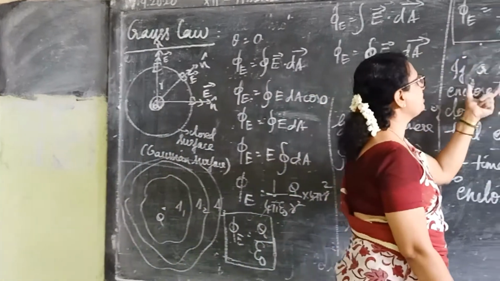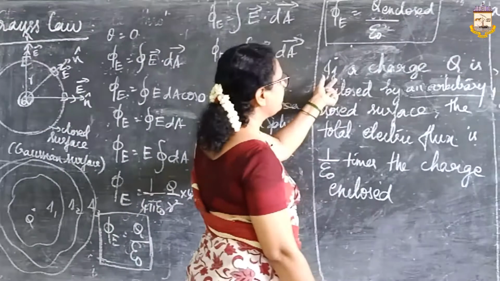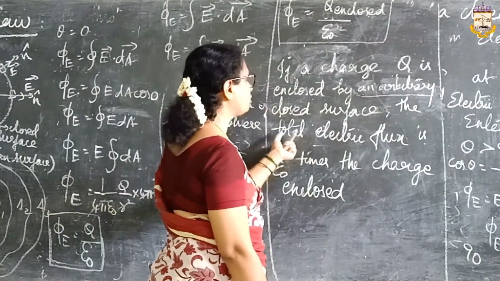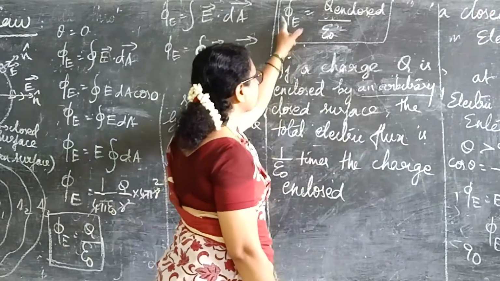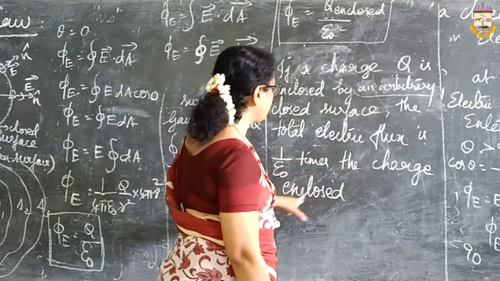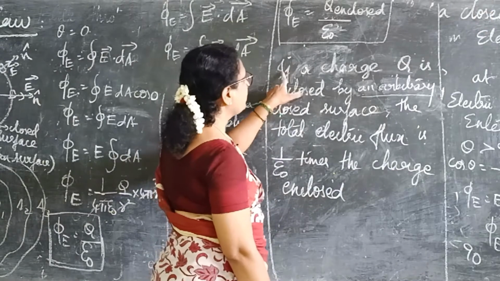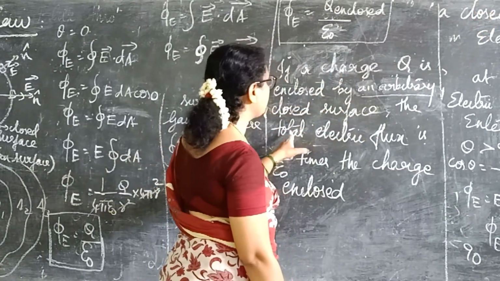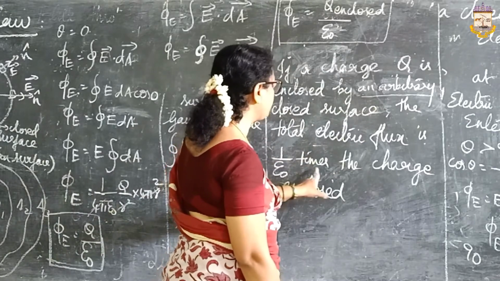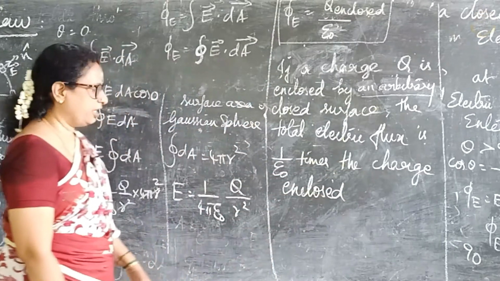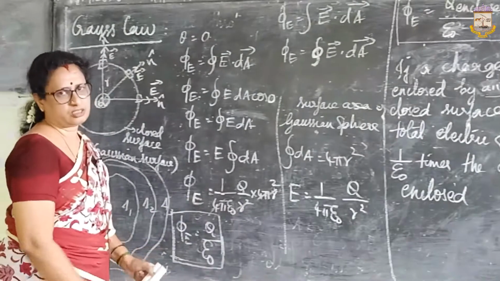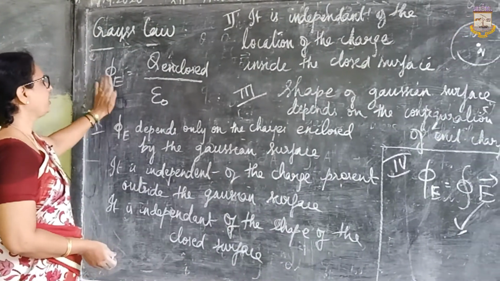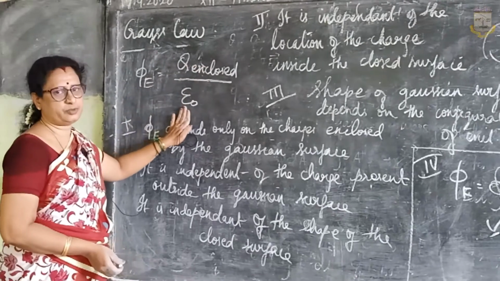So, the Gauss law is stated like this: if a charge q is enclosed by any arbitrary closed surface, the total electric flux is 1 by epsilon naught times the charge enclosed. This is Gauss law. Okay children, now we have arrived at the Gauss law. Phi E is equal to q enclosed by epsilon naught.